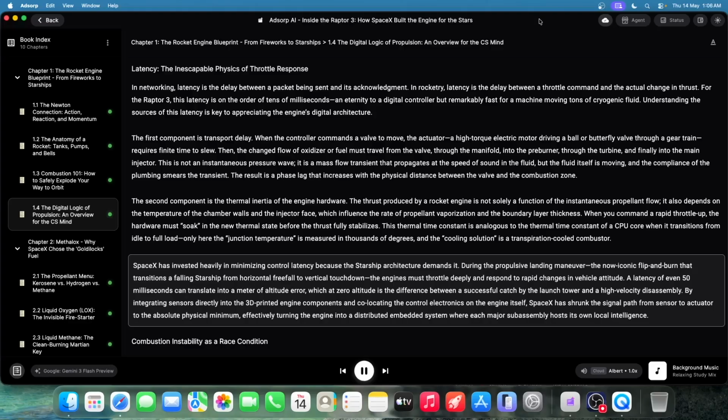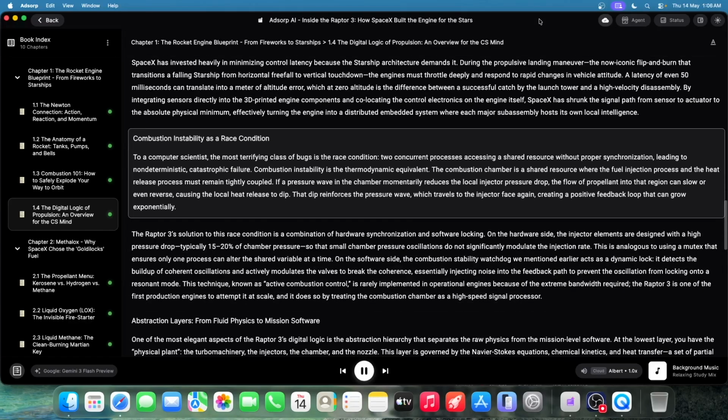By integrating sensors directly into the 3D printed engine components and co-locating the control electronics on the engine itself, SpaceX has shrunk the signal path from sensor to actuator to the absolute physical minimum, effectively turning the engine into a distributed embedded system where each major subassembly hosts its own local intelligence.